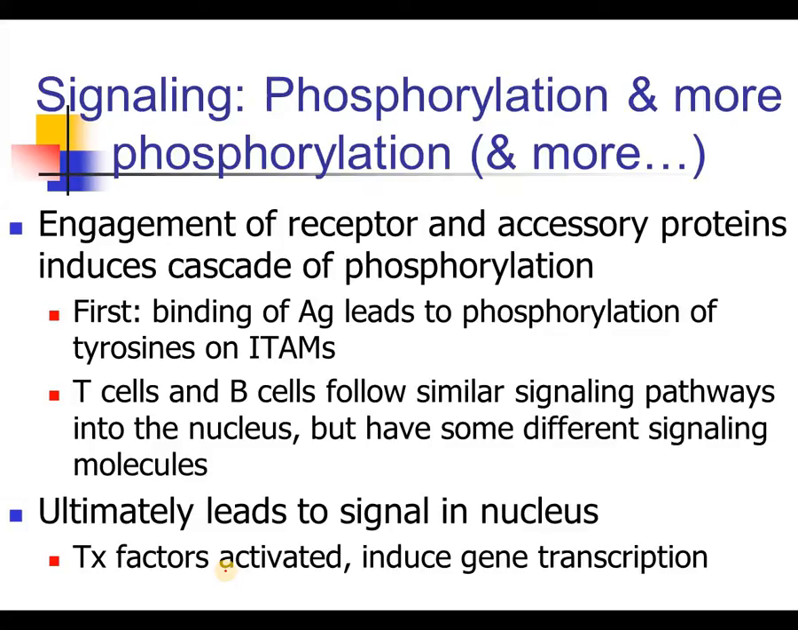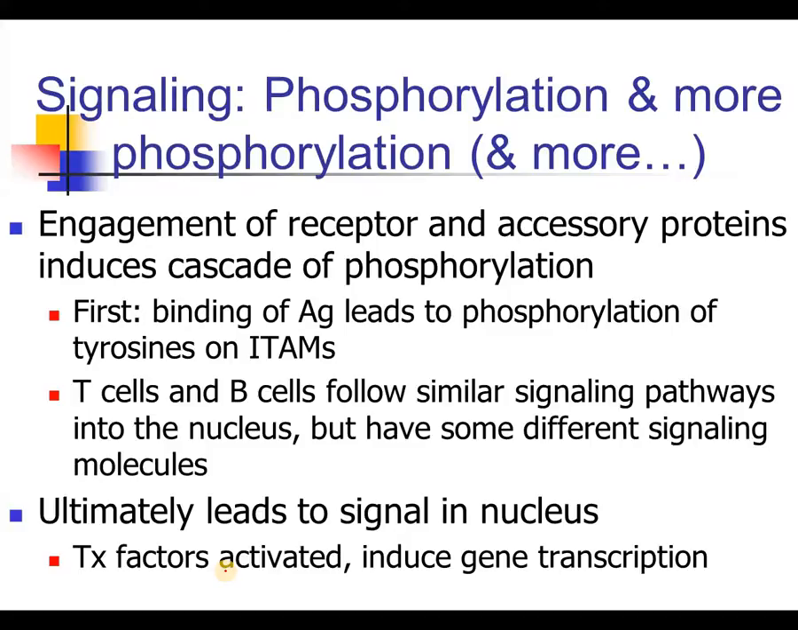All right, so what happens? Well, a lot of phosphorylation, and more phosphorylation, and more phosphorylation. Essentially, engagement of the receptor plus those accessory signaling proteins plus the co-stimulators induces a cascade of phosphorylation. The first thing that happens is antigen binding leads to phosphorylation of the tyrosines on those motifs, on the ITAMs.